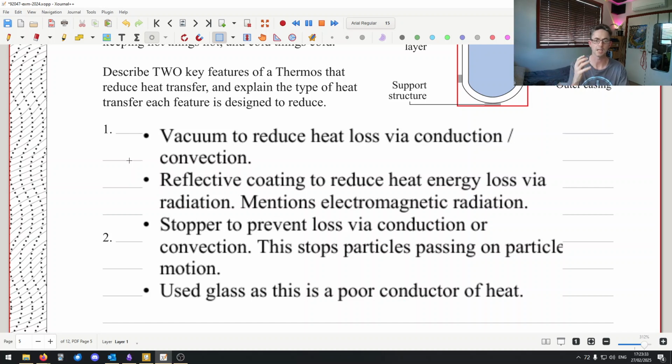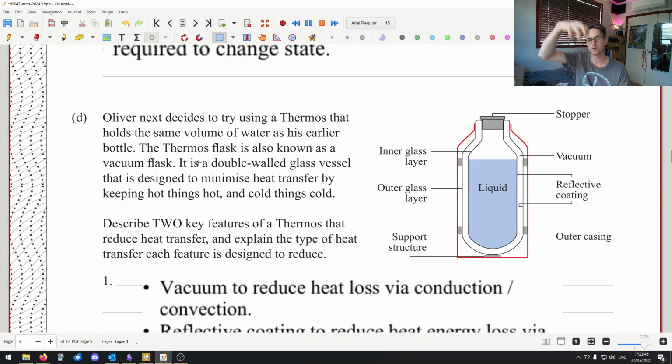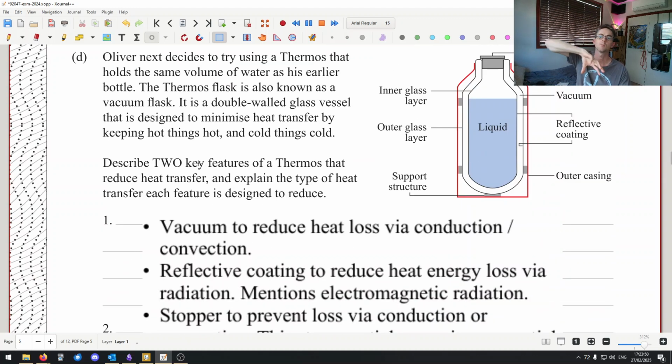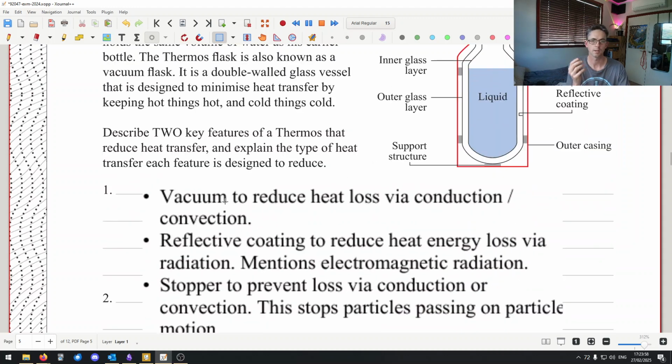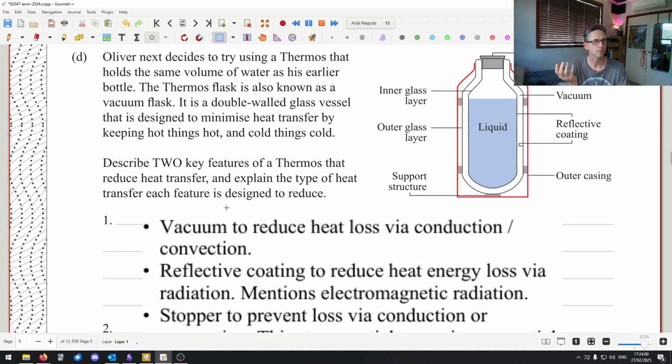A reflective coating to reduce heat energy loss via radiation. So that reflects the heat back in. And as long as you mention radiation of some sort, there's a tick there. The stopper in the top is to prevent loss via conduction or convection. So if you didn't have the stopper, air could flow in and out, so there'd be a convection kind of thing. But you also have conduction of the air as well. So this stops particles passing on particle motion. So the liquid, he wants to keep it cold.